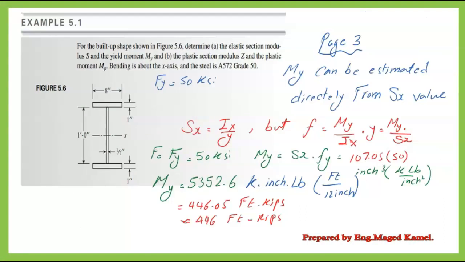We move to the next slide. Also in part A, it is required to find the M sub Y, or the yield moment value, which can be obtained by multiplying the value of F sub Y by S sub X. F sub Y is equal to 50 KSI, since we have A572 steel grade 50.